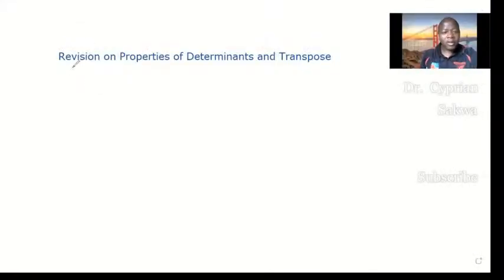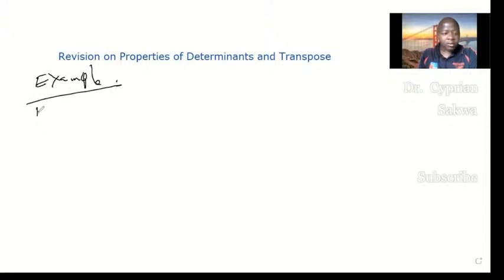Welcome to my class. In today's lesson, I want to look at revision on properties of determinants and the transpose. So we'll be looking at very interesting examples along the way. Let's just begin with examples straight away. The first example that I want us to look at is this.